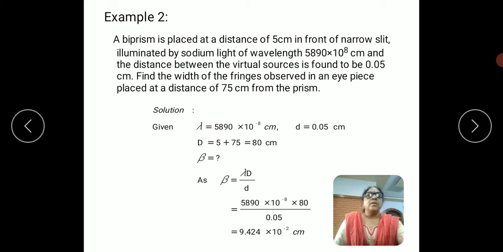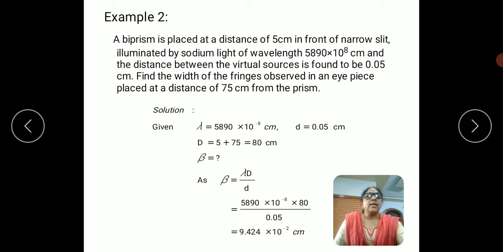Now, see example 2. A biprism is placed at a distance of 5 centimeter in front of a narrow slit illuminated by sodium light of wavelength 5890 into 10 to the power minus 8 centimeter, and the distance between the virtual sources is found to be 0.05 centimeter. Find the width of the fringe observed in an eyepiece placed at a distance of 75 centimeter from the prism.